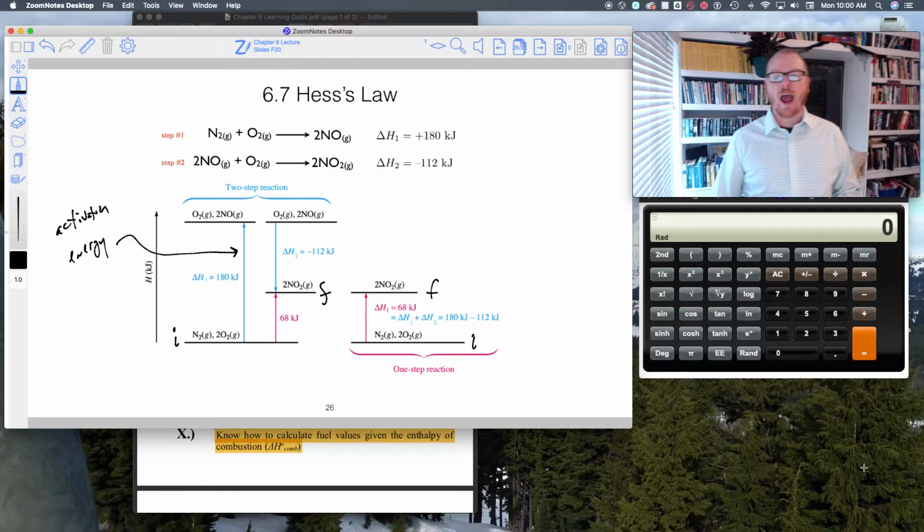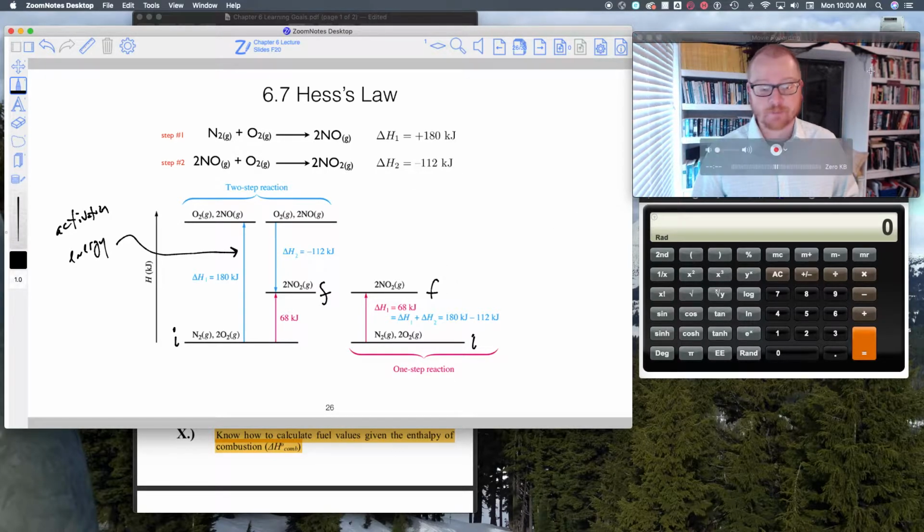And that's why up to now, we haven't really been dealing with or seeing these mechanisms or steps, because they often can happen really fast. It can often be very difficult to get our hands on those intermediates and see what's going on. So we're usually only sensitive to the initial and final state in a chemical reaction, which is why we deal with this delta H as a state function.